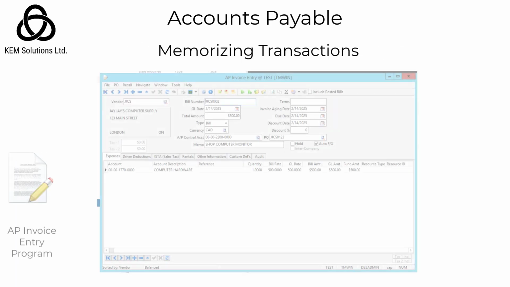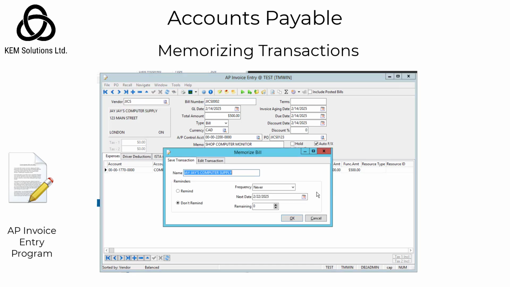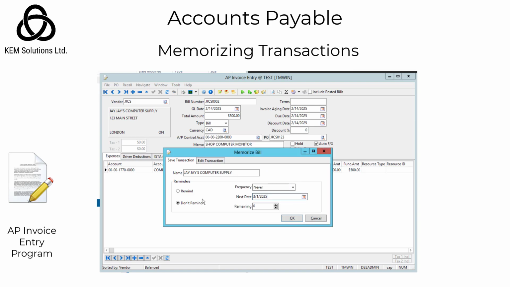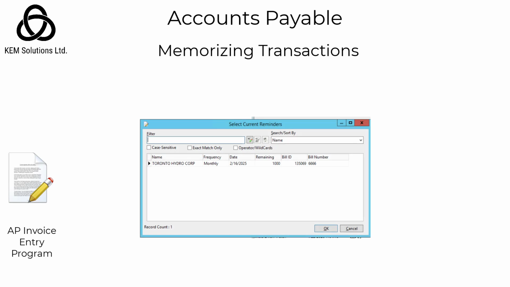You can also save entry time by memorizing transactions that happen with some regularity. Say, rent on your office. Saving these transactions and recalling them at a later date can provide greater efficiency within the AP system.